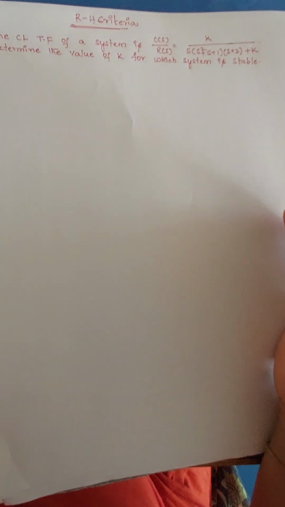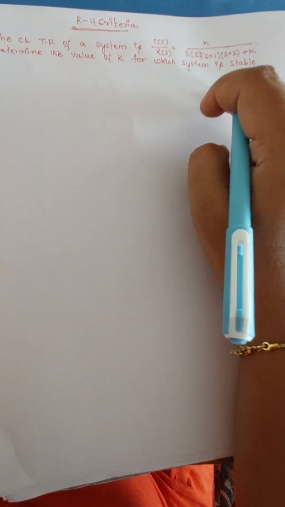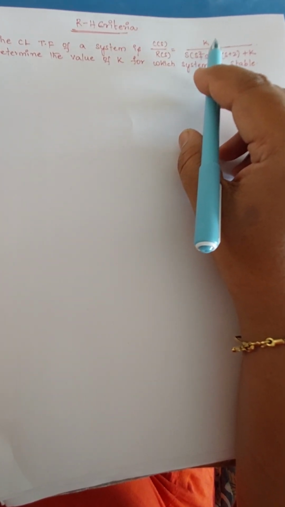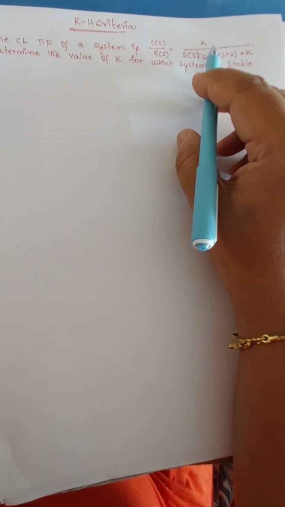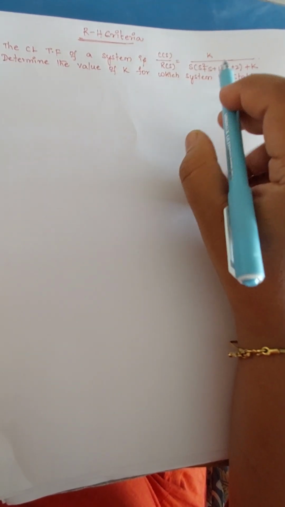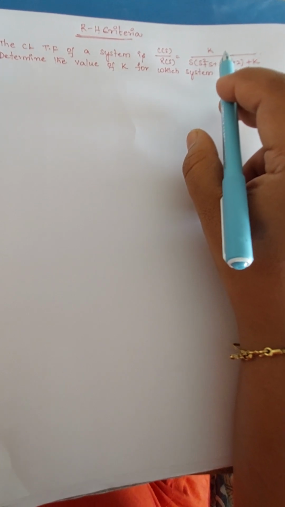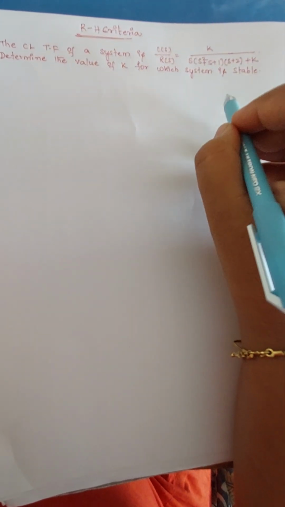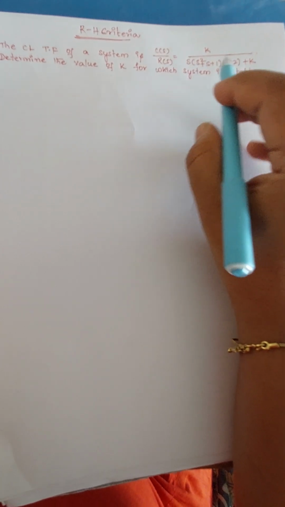Apart from that, there is one more use, where we find the value k, which is called the gain for the given transfer function. Now in this problem we are going to solve for k, find the range of k, and state for the system to be stable what the range of k is.